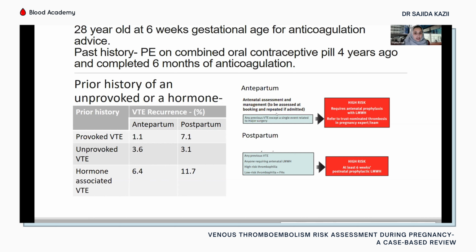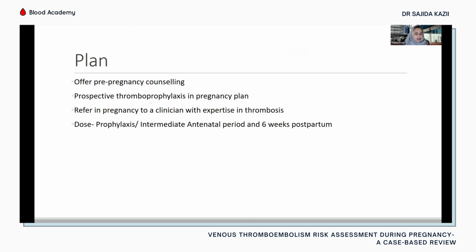So the RCOG guidance classifies this as high risk, and therefore women who've had an unprovoked VTE, so anything that is not provoked, will be high risk. They should receive antenatal prophylaxis with low molecular weight heparin and 6 weeks of postpartum low molecular weight heparin prophylaxis. I think it is important, as I've said, that we offer pre-pregnancy counseling for these women.